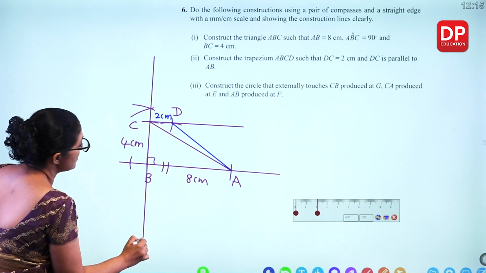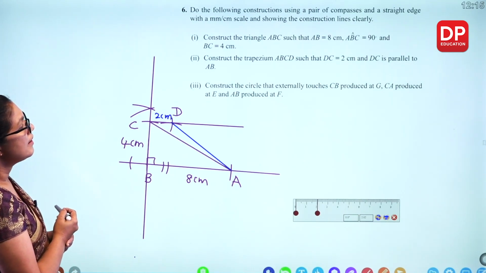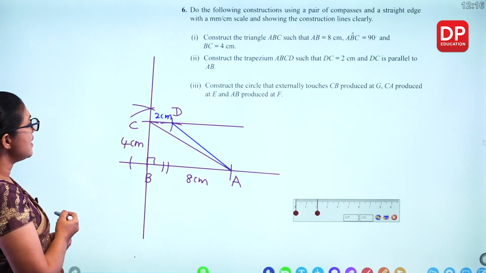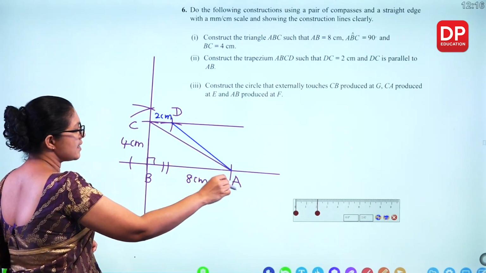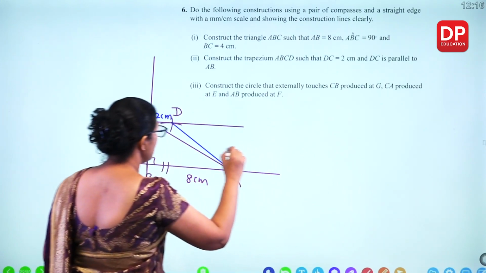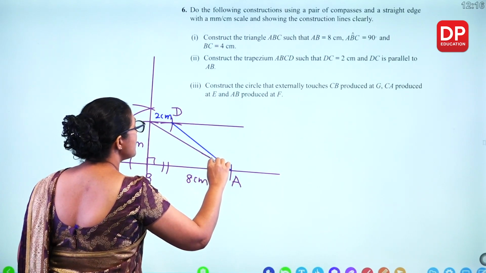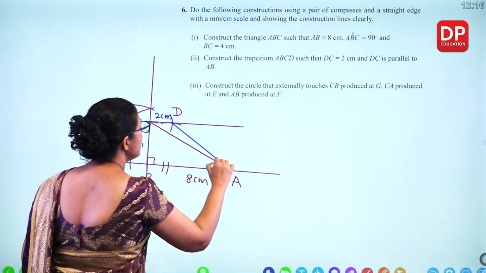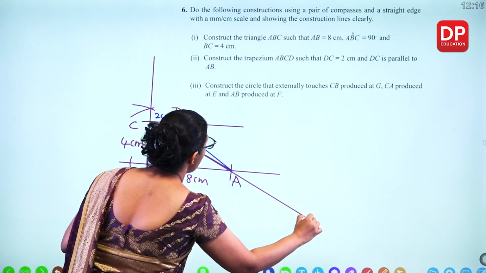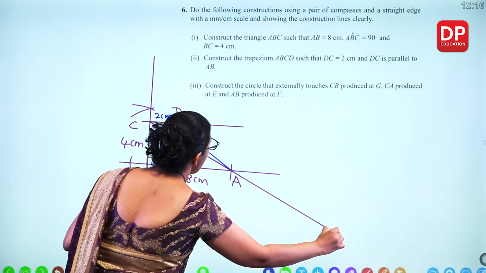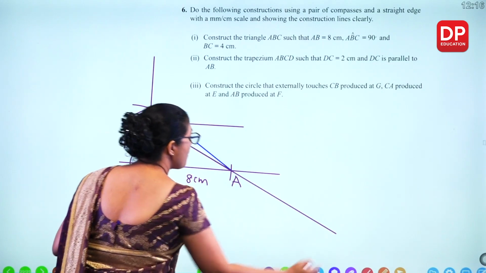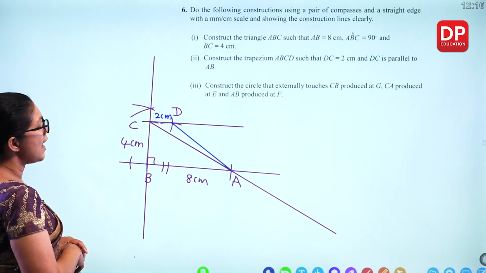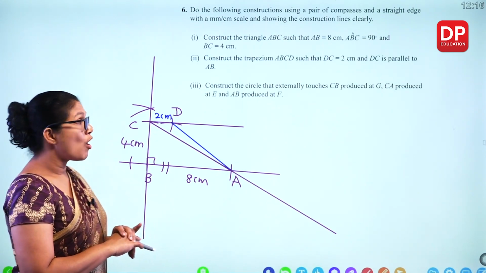So extend this CB line and CA produced. So we need to produce that one as well. So we'll take this line and I'll take the CA line and produce it. And then AB produced at F. Here there's a small mistake.